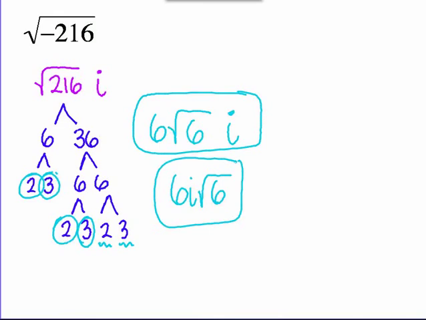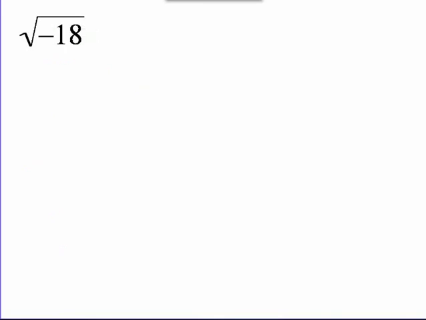Okay, so square root of negative 18. Let's go. Okay, so you should have broken 18 down. When you break 18 down, you should get 3i times root 2, or you should get 3 root 2 times i. So that's what negative 18 breaks down to.